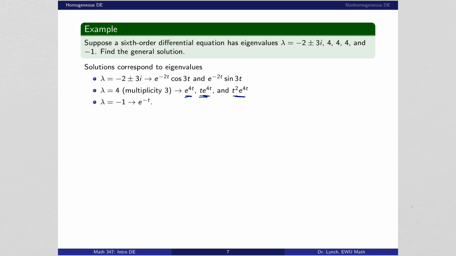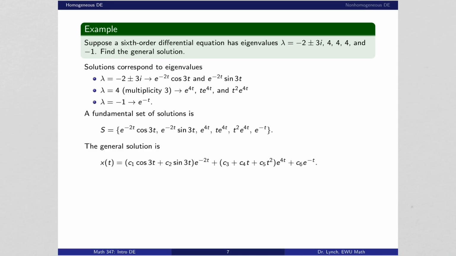So when you go count them up, we have the right number of solutions here. We have 6 linearly independent solutions, and the general solution is a linear combination of those linearly independent solutions. So here's a fundamental set of solutions, those 6 solutions in a set, and the general solution I've written here in a couple factored forms, right? Factoring out the exponential from these cosine and sine terms, and factoring out the exponential from the repeated root terms. So the general solution, again, is a linear combination of those linearly independent solutions.